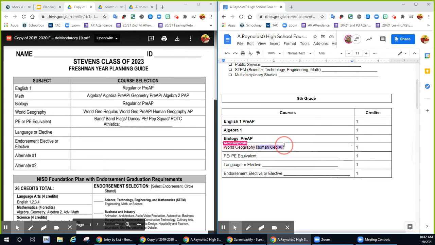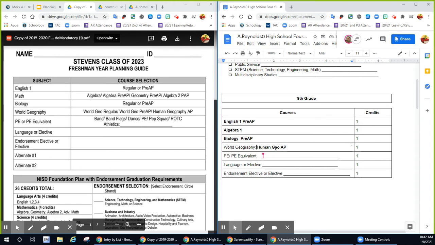Okay. So we're not going to bold the whole world geography, just the human geo AP. So that way we know that that's the class you're going to take. Okay. You're taking biology, so that has to be bolded.